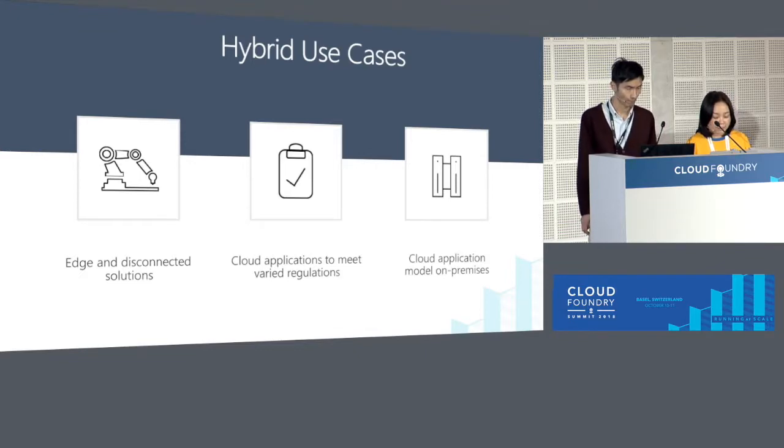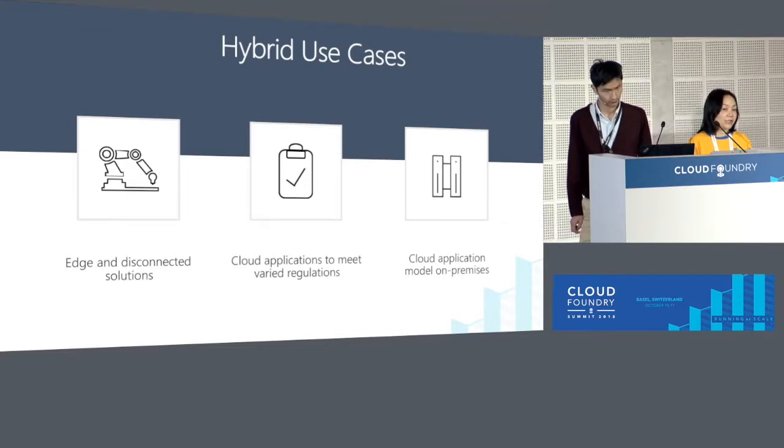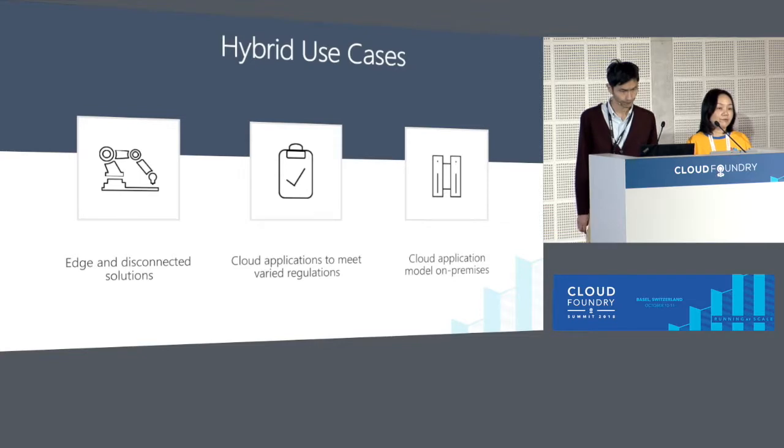The second is cloud applications that meet various regulations. This is when you need an application that runs across the globe and in different regions, while some regions, due to data sovereignty regulations, cannot run in public cloud and have to run on-prem. The third is the cloud application model on-premises. This is actually quite typical. A lot of customers want to modernize their applications and take advantage of microservice frameworks and containers. However, they want to stay on-premises, so they still need a private data center.